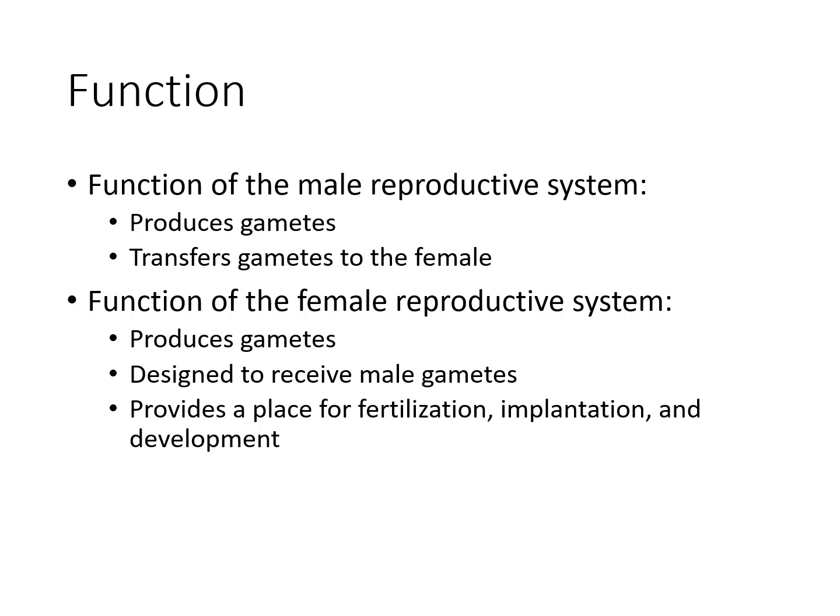On the female side, I know this is kind of out of place, but the function is to produce her own gametes through the process of oogenesis, and we'll talk about that one next week. The female reproductive system is also designed to receive male gametes, and this is a perfect example of internal fertilization. But also it is to provide a place for fertilization to take place, but also implantation and future development of the developing embryo.